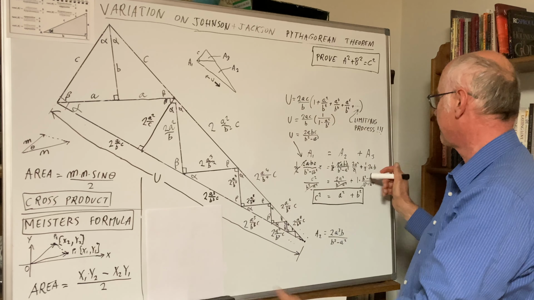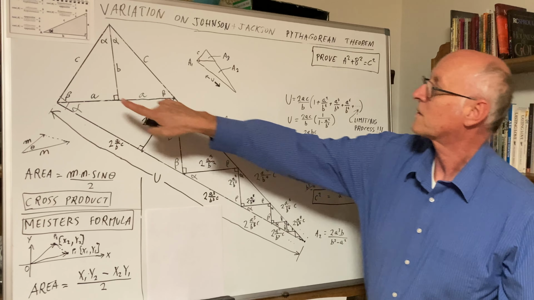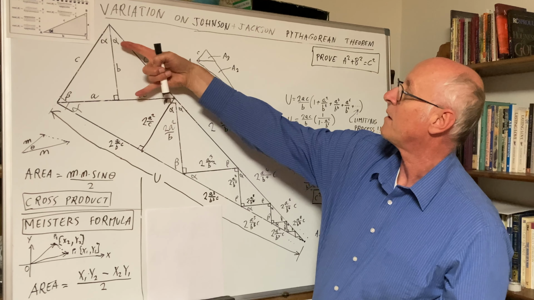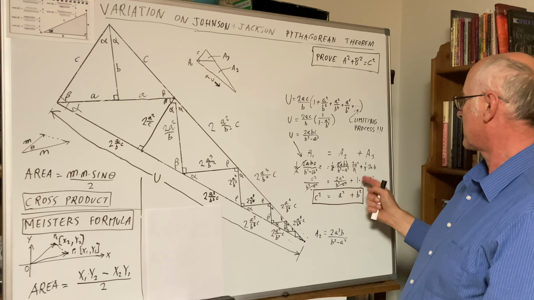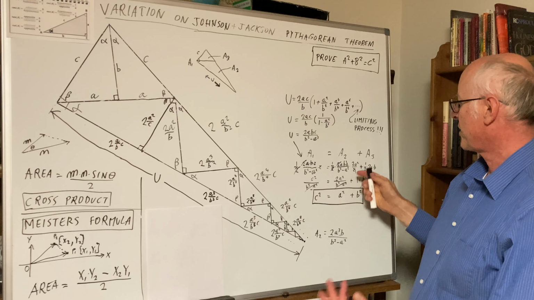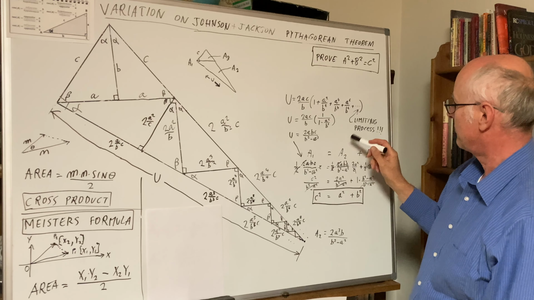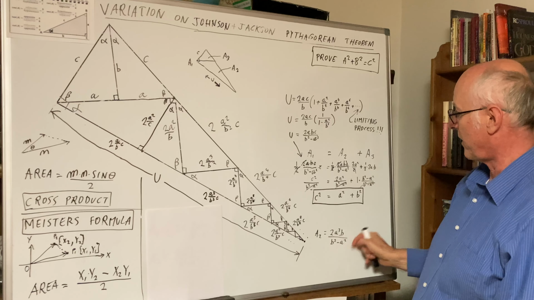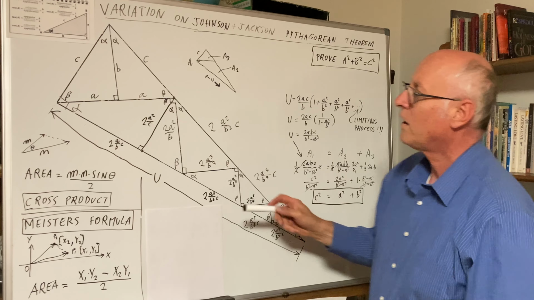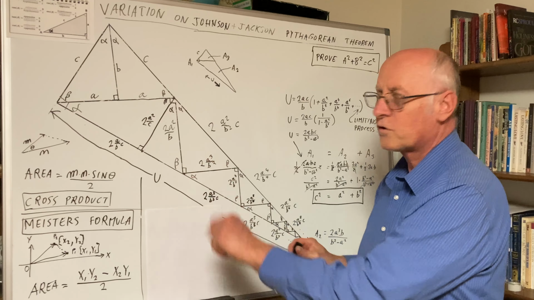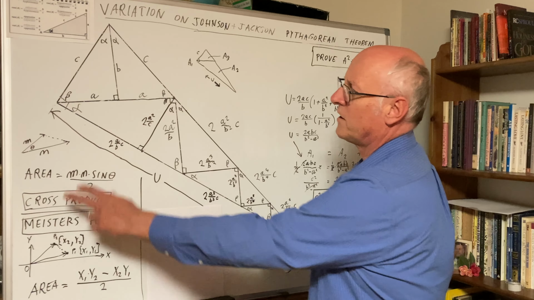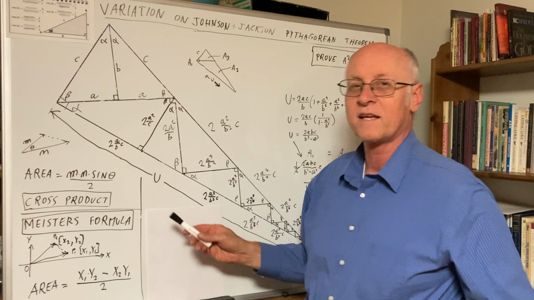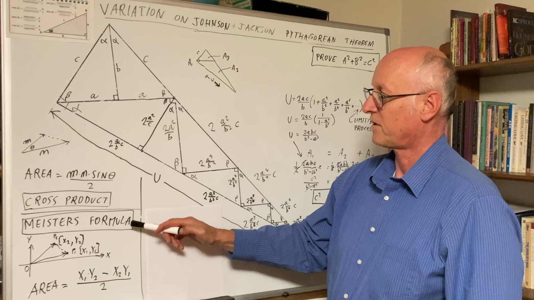And A3 is simply 1/2 of 2a times b. So the most challenging is this A2 that we're calculating. So we'll use two variations. One is the cross product, and the other one is Meister's formula.